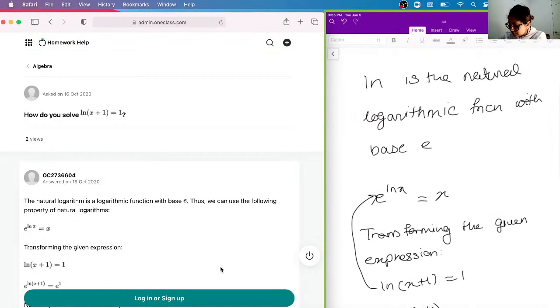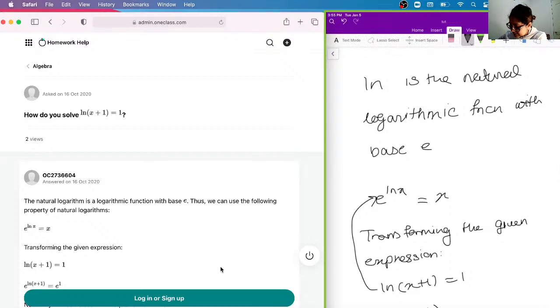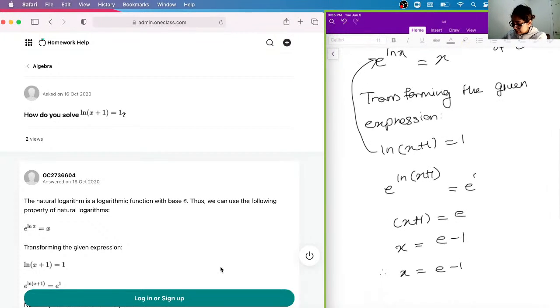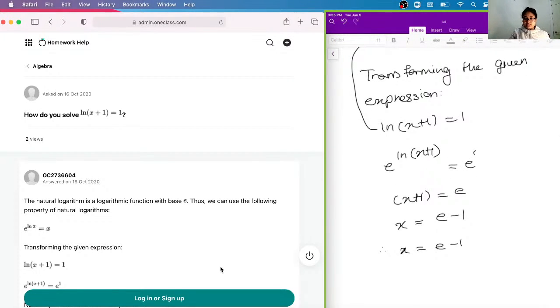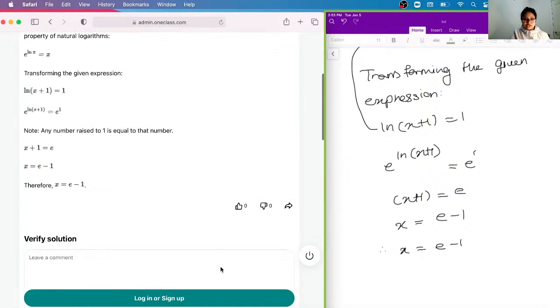I also forgot to mention, this is basically saying that log base e of e is equal to 1, and e to the power of ln is the inverse, so that's how it gets cancelled out with each other. So this is the solution for this question.